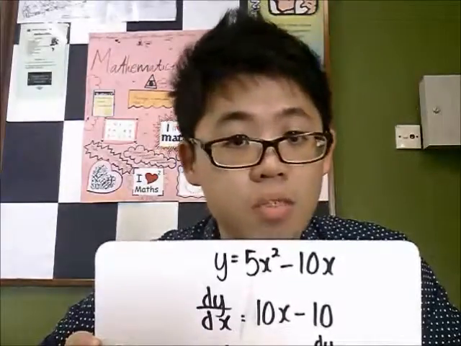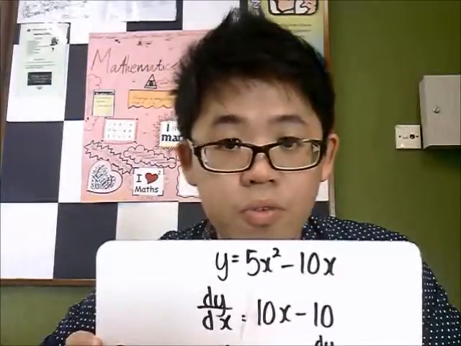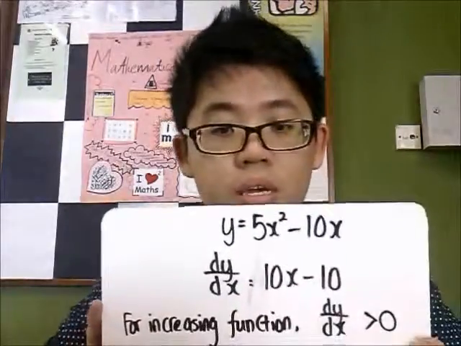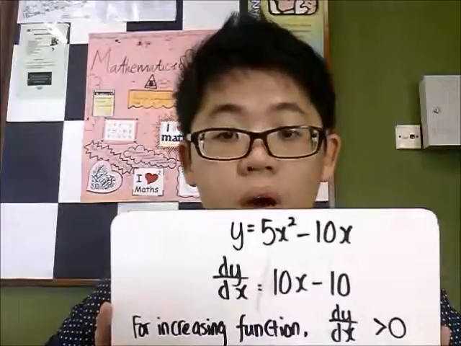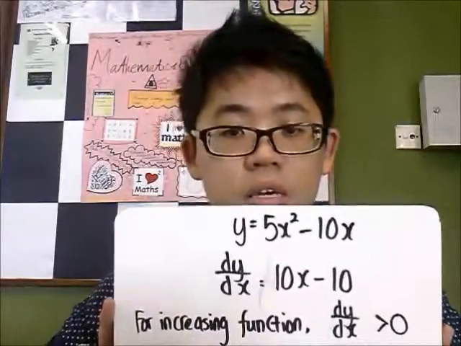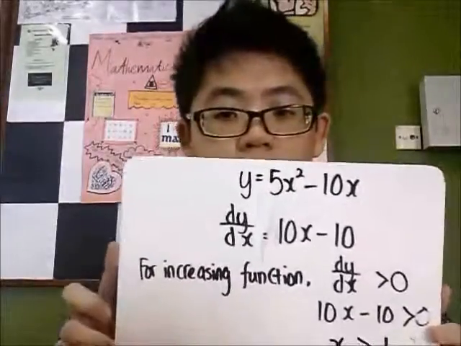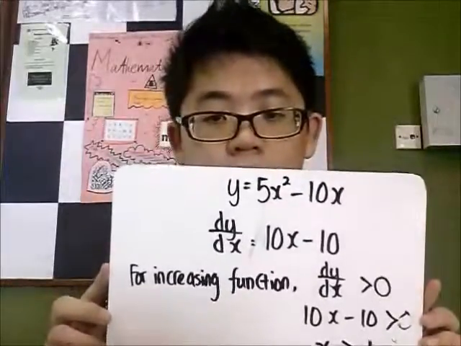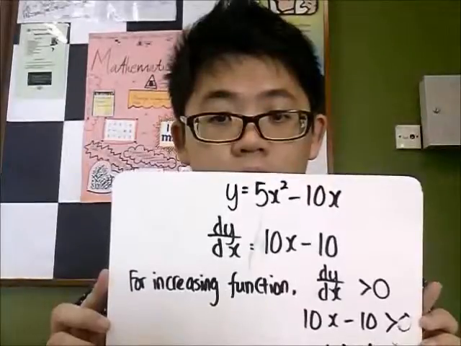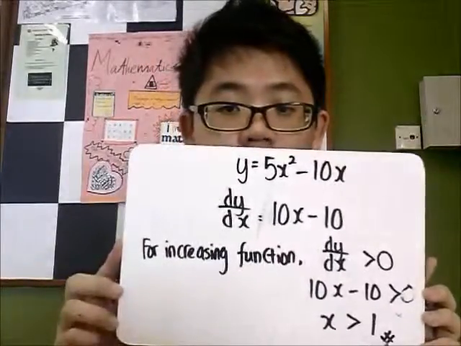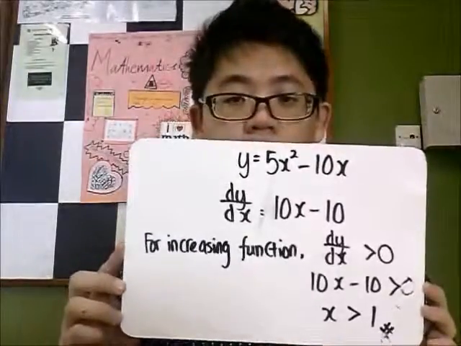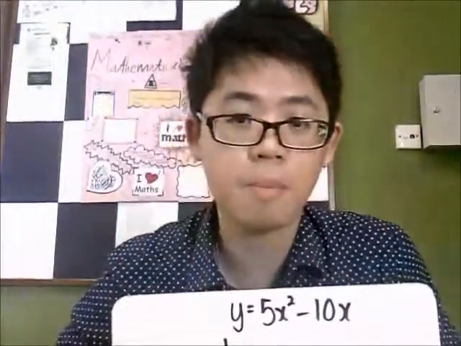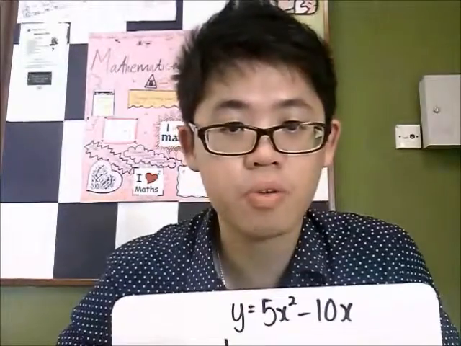And what's so special about this? Remember just now what I showed you for an increasing function, the gradient must all be positive. So for an increasing function, the gradient, or we call dy/dx, must be positive. The next step would be, sorry, this is a 0. So 10x minus 10 is more than 0. This is a simple inequality, and if we solve it, we should just get x greater than 1, and that will be the answer. Don't worry, I will be giving you more examples for you to try.